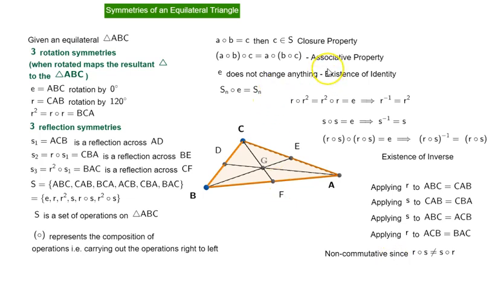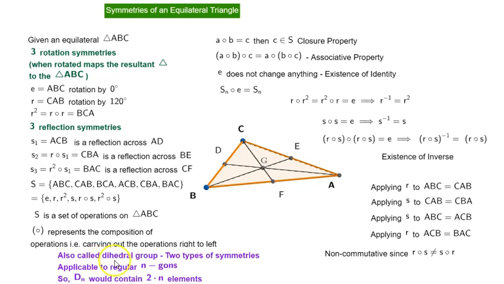Why? Because to say that it forms a group, we just have to show closure property, associative property, existence of identity, and existence of inverse. So this set forms a group under this operation. The only thing is, it is a non-commutative group. This is also called a dihedral group.